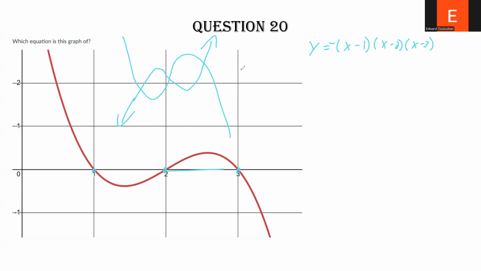One thing you could do if you weren't sure about that is plug in 4. Plug in x equals 4. And if you plug that into the equation without the negative, you end up getting 6. Well, obviously it's not 6. That would be up here. So it's way down here. So that's why you need the negative to flip it. So you can sometimes use a test point to see if things are falling on your graph or not.